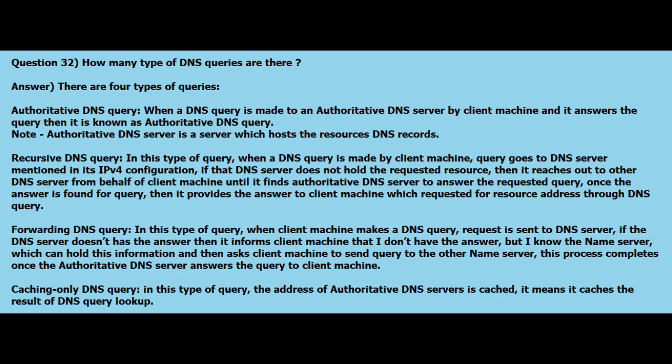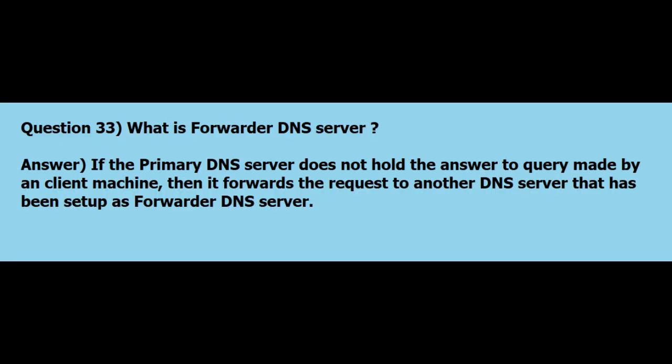Caching only DNS query. In this type of query, the address of authoritative DNS servers is cached. It means it caches the result of DNS query lookup. Question 33. What is forwarder DNS server? Answer. If the primary DNS server does not hold the answer to a query made by a client machine, then it forwards the request to another DNS server that has been set up as forwarder DNS server.